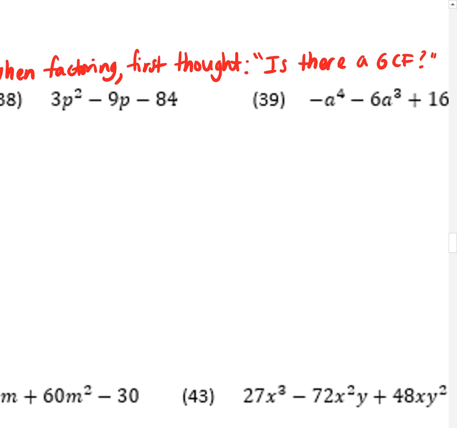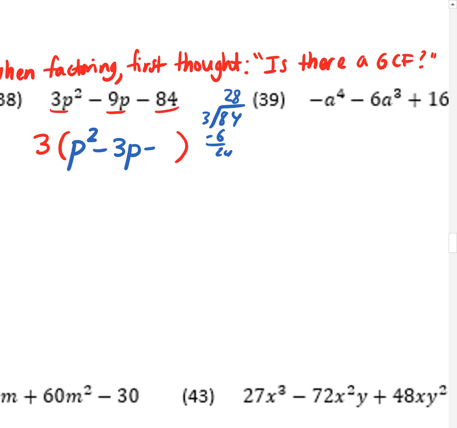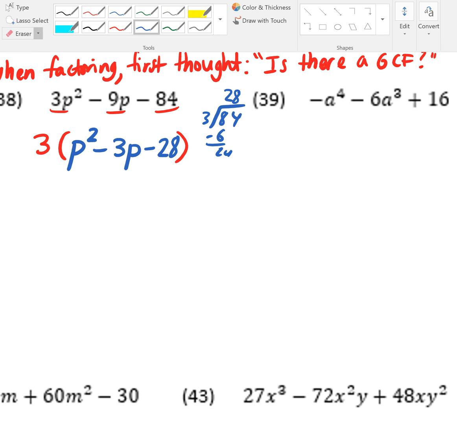Yeah. And in this problem, there is a GCF. I think 3 divides into all 3 of these numbers. So if I factor a 3 out, what's left over might be easier to factor. Let's see, 3 times what is 3p squared? That'd be p squared. 3 times what is -9p? That'd be -3p. 3 times what is -84? Let's see, 3 into 84... Sometimes it's hard to remember. 3, 28. Okay, -28. Gotcha.